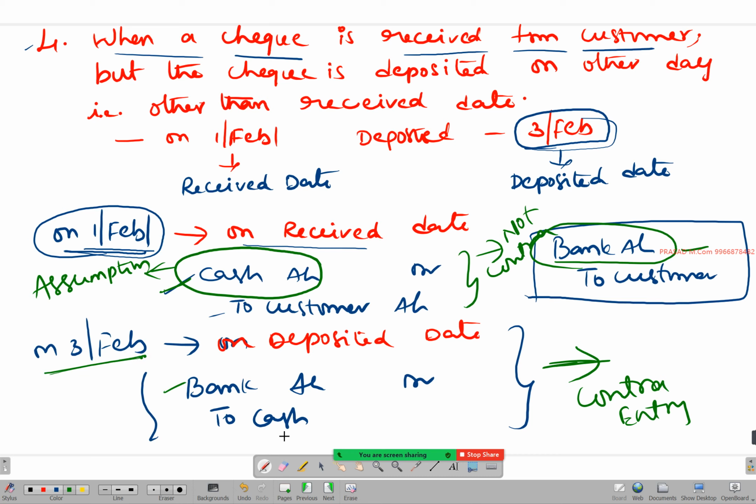Then whenever the check is deposited, on that date we should record this entry: bank account debit to cash account. It means bank is the receiver and cash is virtually going out. Actually cash is not going out, but it is virtually going out, just we are assuming. By assuming the cash was debited, similarly we have to deduct that debited cash.